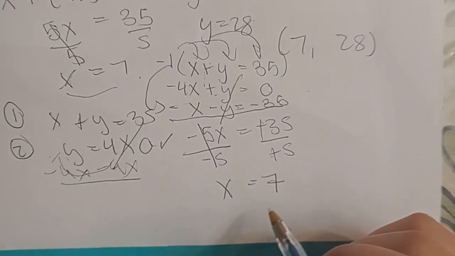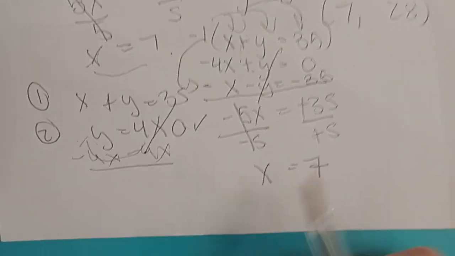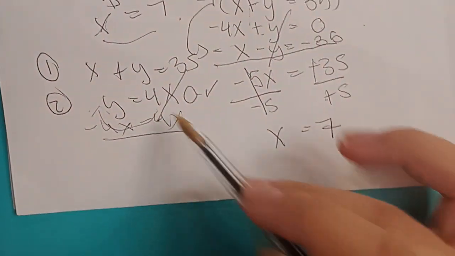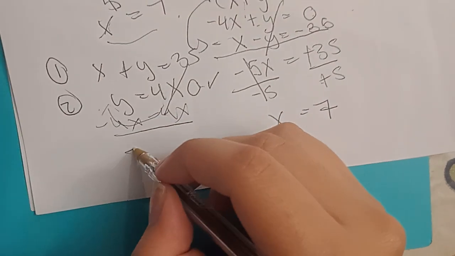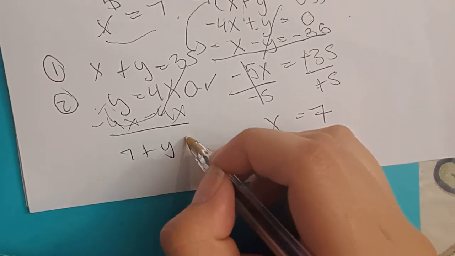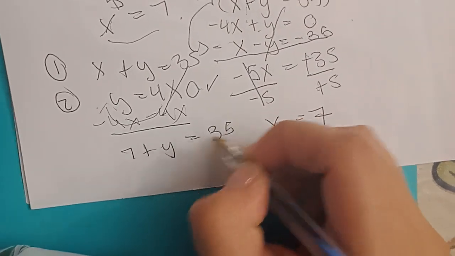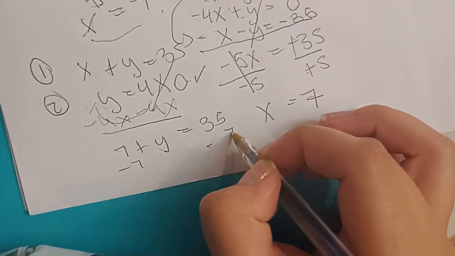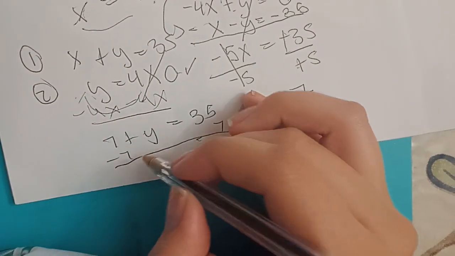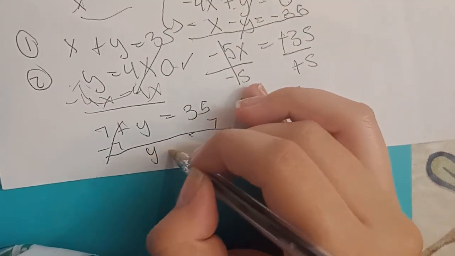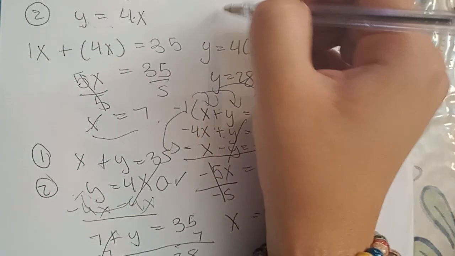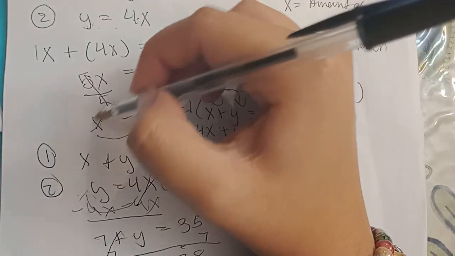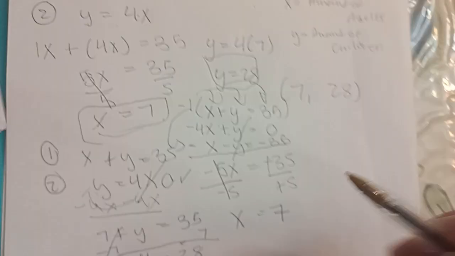And now that we're done with the elimination part, just plug this x into one of the equations. And this time let's do number 1, okay? So 7 plus y equals 35, okay? We're gonna subtract 7 on both sides, to isolate the y, so y equals 28. And look at that, guys. We got the solution, the exact same solution from the last method we used.